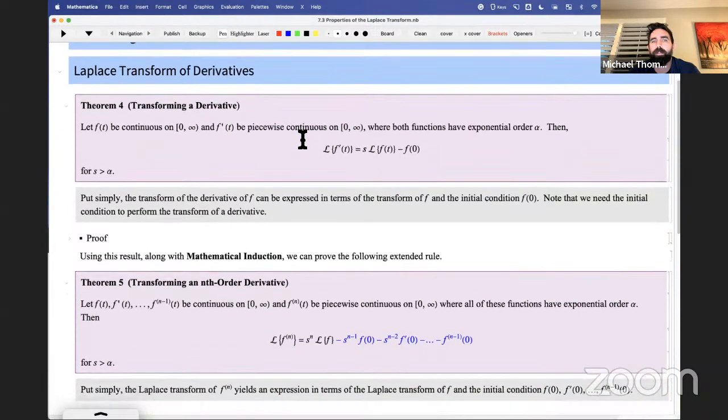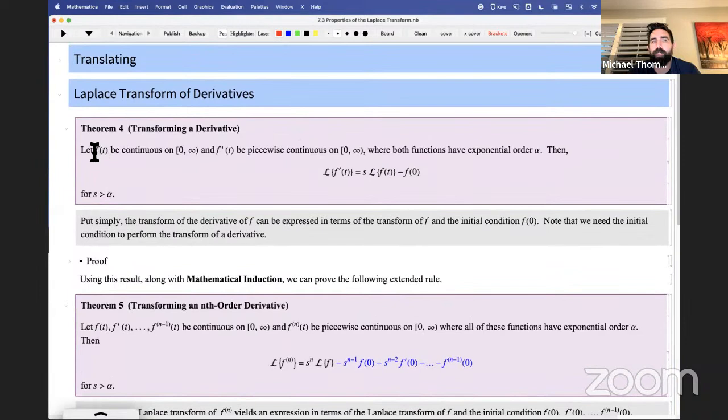All right. So here's the rule. If your function is continuous on the standard time domain, 0 to infinity, and its derivative is piecewise continuous on the standard time domain, and both functions have exponential order, which basically means they can't grow above a certain limit, right? I would say they can't grow faster than an exponential function. That's a better way of saying it.